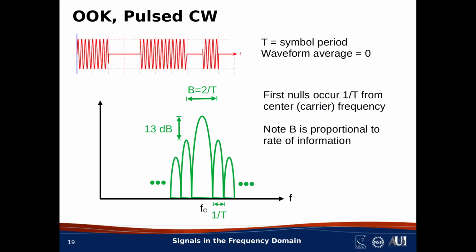One other thing to mention before moving on. The first null bandwidth is 2/T, but generally we could say the bandwidth is inversely proportional to T. Now, the rate of information is proportional to 1/T, so what we're seeing here is that bandwidth is proportional to the rate of information. For example, if we were to double the bit rate, then we would expect the bandwidth to double. This will be a recurring theme in digital communications.